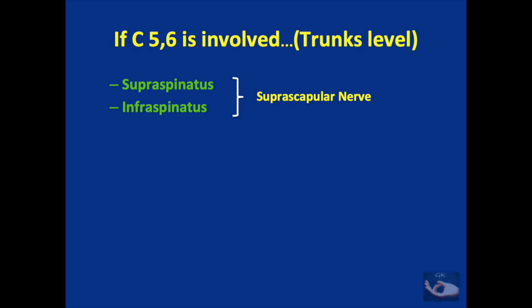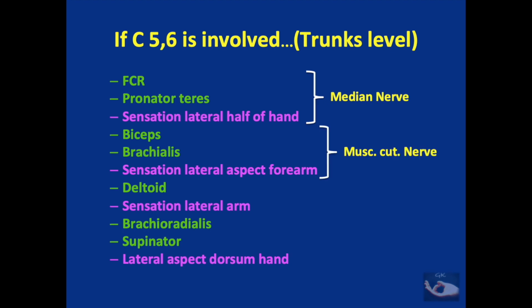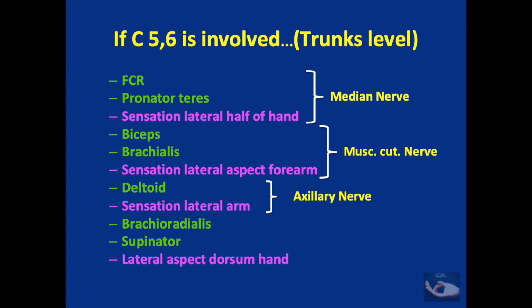If the C5-6 is involved, the supraspinatus and infraspinatus muscles are paralyzed through the suprascapular nerve. The involvement of the flexor carpi radialis, pronator teres and sensation on the lateral half of the hand is through the median nerve. The involvement of the biceps, the brachialis and sensation on the lateral aspect of the forearm is through the musculocutaneous nerve. The involvement of the deltoid muscle and sensation on the lateral aspect of the arm is through the axillary nerve, and the involvement of the brachioradialis and supinator with sensation on the lateral aspect of the dorsum of the hand is affected through the radial nerve. These are the findings when the C5-6 are involved at the truncal level.